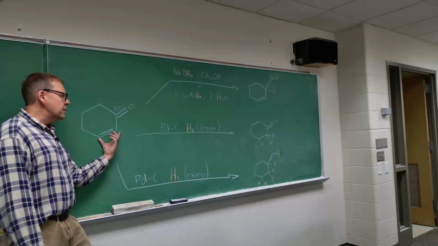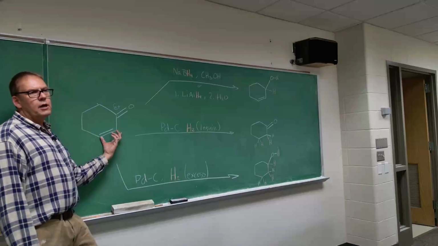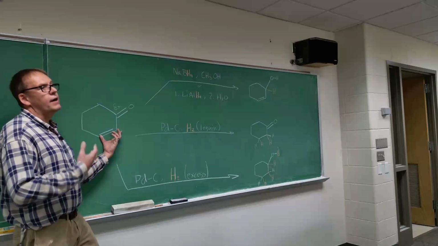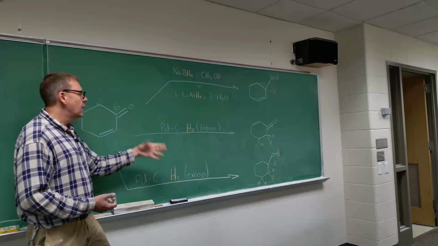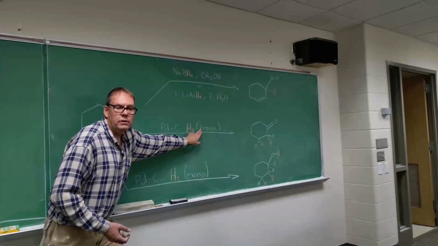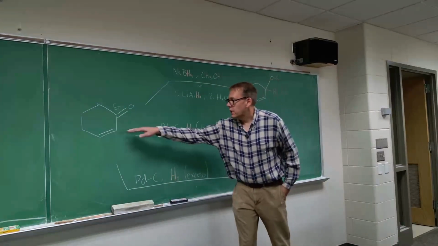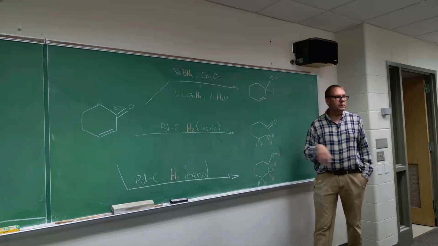It will reduce this one and that one. But this one goes so much faster that basically this one reacts first, and then after that, if there's any leftover hydrogen, it'll start reacting here as well. But if we limit it to one equivalent, if we only have 1 mole of hydrogen per mole of substrate, it's pretty selective for just reducing the carbon-carbon double bond.